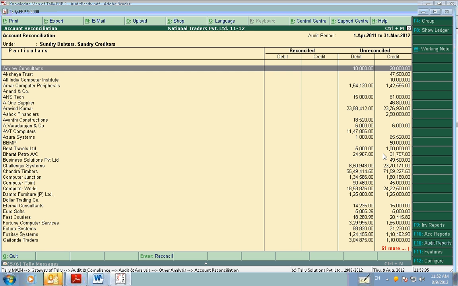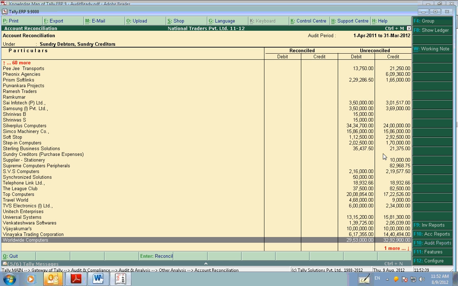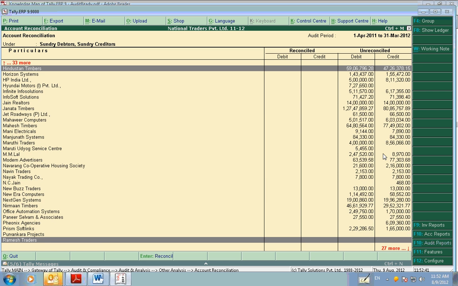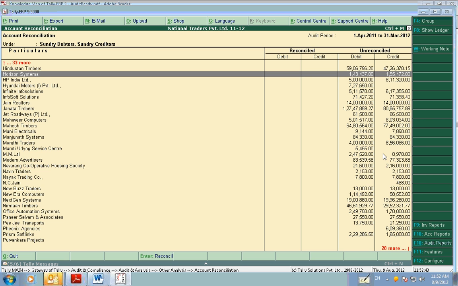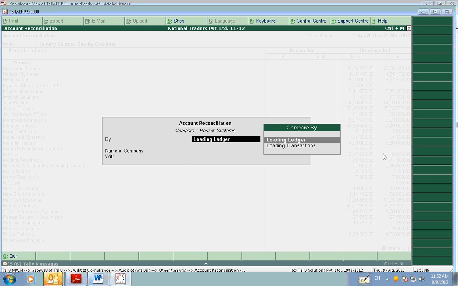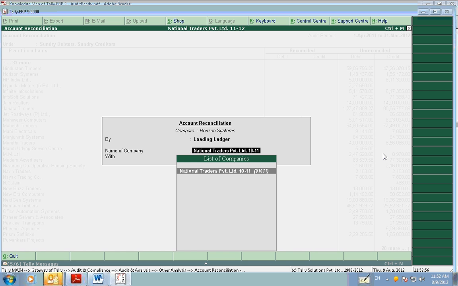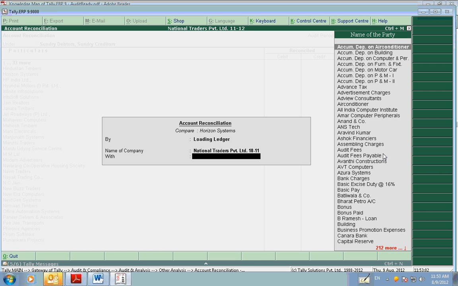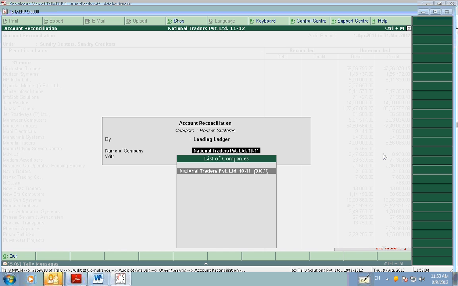Now, this is the National Traders Private Limited. We will take an example of a party, Horizon Systems. So Horizon Systems is holding some amount. Now we want to check whether this particular amount against his ledger in my books of accounts is appearing the same against his ledger in his books of accounts. So now we will select this National Traders.